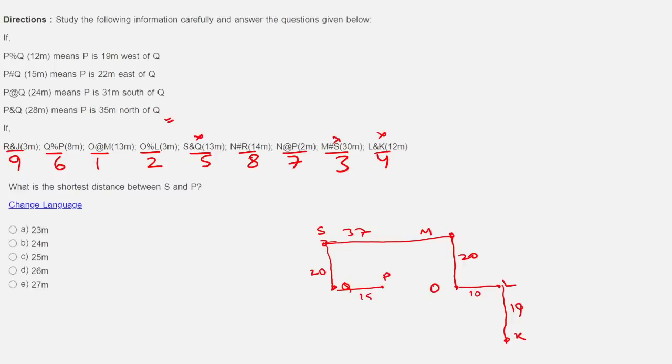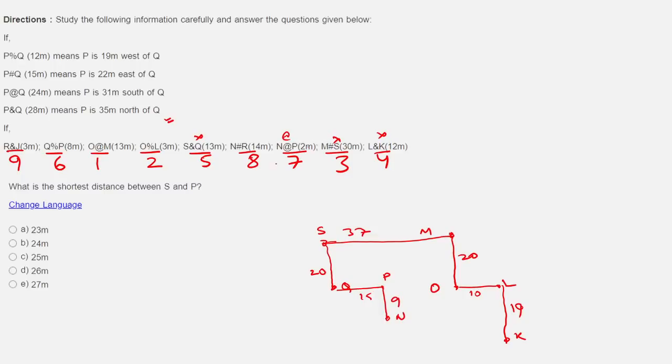Now 6 is done, 7, N and P, your hash. So P here, yeah, and N, right? This is what I have, N and P, sorry. This is at the rate of, so N is south of P. So N is south of P by how much? 2 plus 7, 9 meters, right? 20 plus here, this is 9. P and N, this is 9, right?